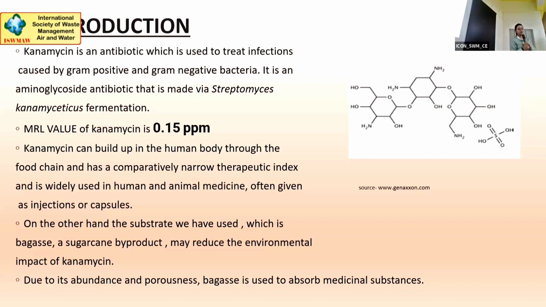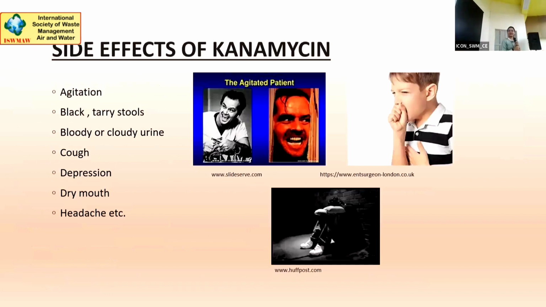The emergent dose of kanamycin is 0.15 ppm, and kanamycin can build up in the human body through the food chain and has a comparatively narrow therapeutic index. It is widely used in human and animal medicines, often given as injections or capsules. Next. Here are the side effects of kanamycin. The side effects include agitation, black tarry stools, bloody or cloudy urine, cough, depression, dry mouth, headache, etc.